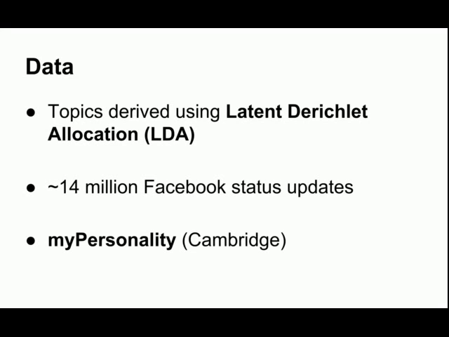The topics we'll be plotting in this example were derived using latent Dirichlet allocation over roughly 14 million Facebook status updates from the My Personality dataset. Latent Dirichlet allocation, also called LDA, is a statistical method used to create weighted topics, meaning that each word within the topic has a weight which signifies how important it is to that topic.